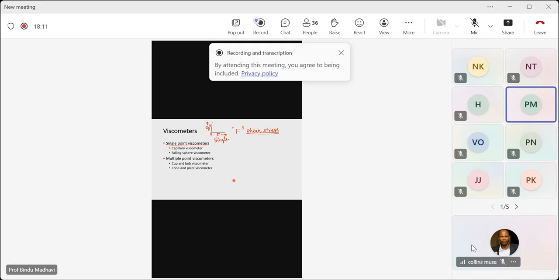Okay. Now we go back to the last class. We have seen two different types of systems according to the rheological behavior. The first type of system is called a Newtonian system, and the second type is called a non-Newtonian system. Now, can anyone tell me the two important properties of Newtonian systems? Shear stress is directly proportional to rate of shear.